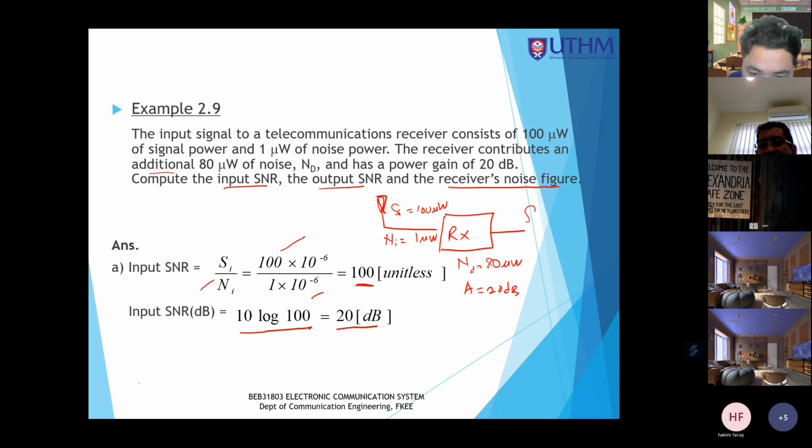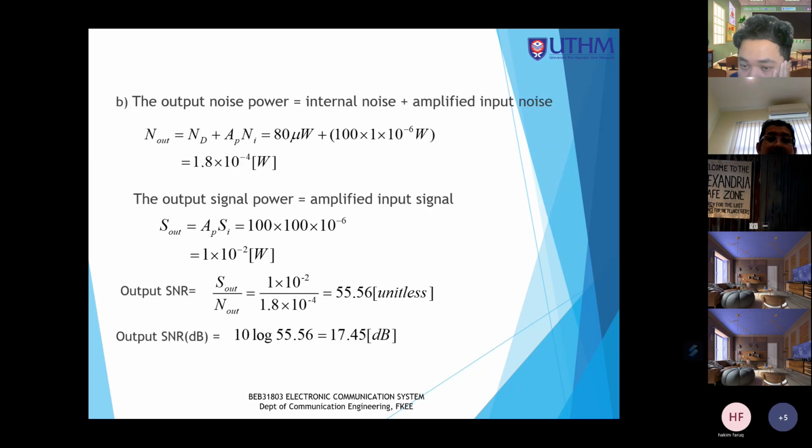So we don't know how much is S out, and we don't know how much is N out. Kita tak tahu. So we need to find it, so that we can find the output SNR. So for S out, saya lebih suka cari yang ni dulu, S out lebih mudah. So S out is equal to gain multiplied with input signal power.